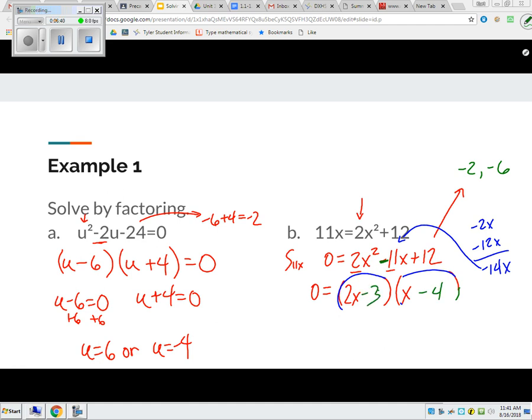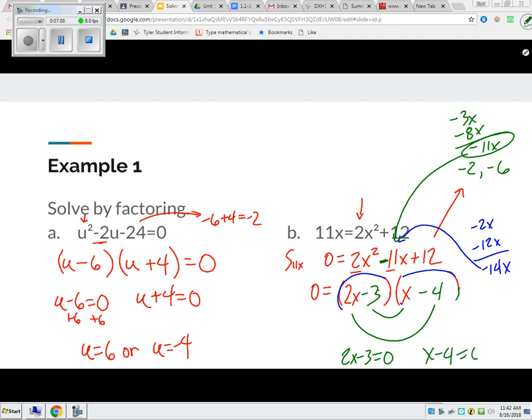That I think will work, but I'm still going to double check it with my nose and my mouth right here. And so my nose gives me -3x, and then my mouth gives me -8x. Whenever I combine those terms, I get the -11x that I need right there in the middle. So now I have it factored correctly. Okay, so I can do 2x - 3 equals 0. I can do x - 4 equals 0. Solving that all the way down, I get x equals 3/2 and x equals +4.